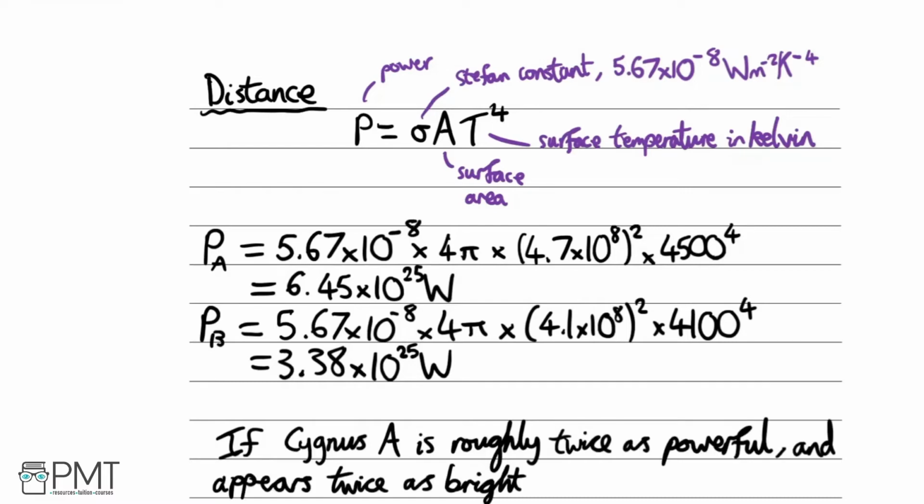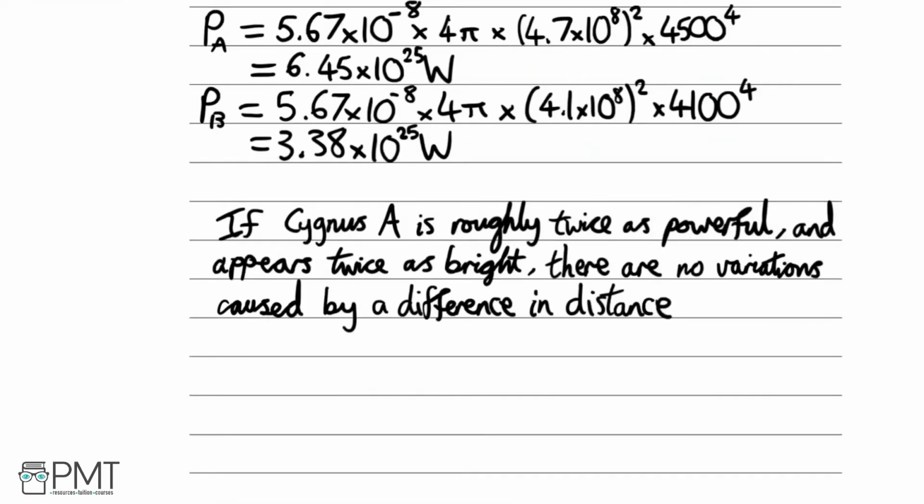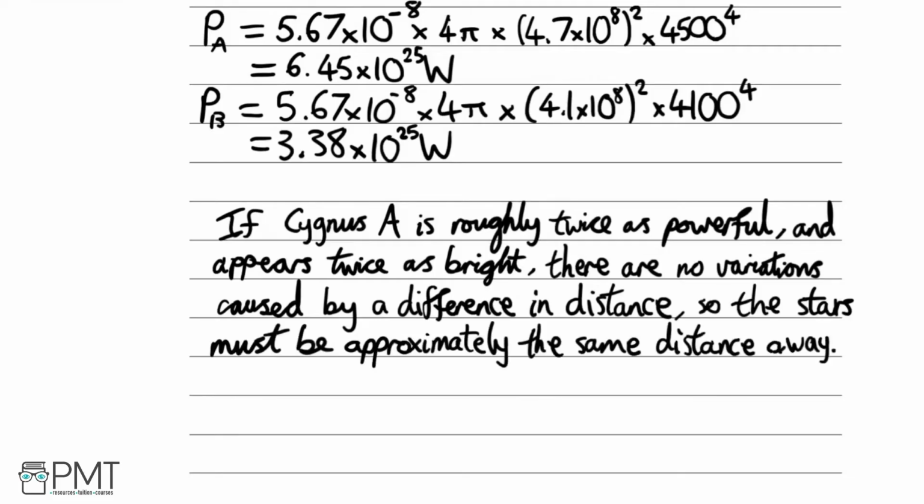So we're saying that Cygnus A is roughly twice as powerful and appears twice as bright. There are no variations caused by a difference in distance, and what I mean by that is if you take a source of light and move it further away, it will appear more dim. But if Cygnus A truly is twice as bright and it looks twice as bright, there won't be any effect caused by the two stars being at different distances from us. So we can conclude there that the stars are approximately the same distance away.